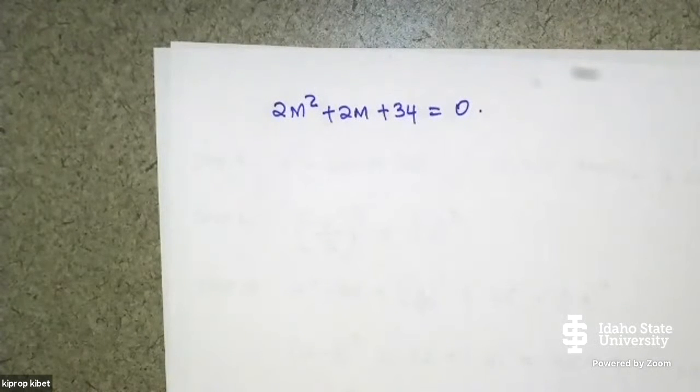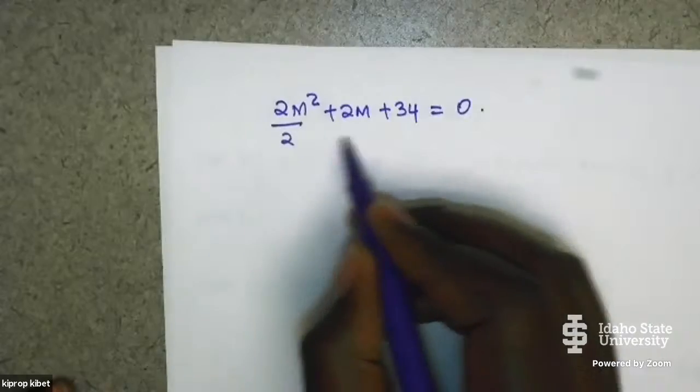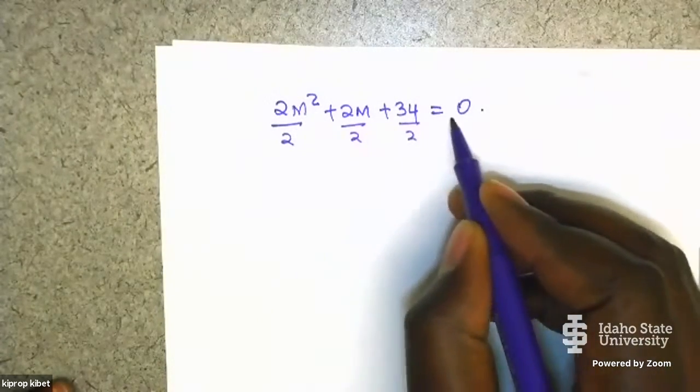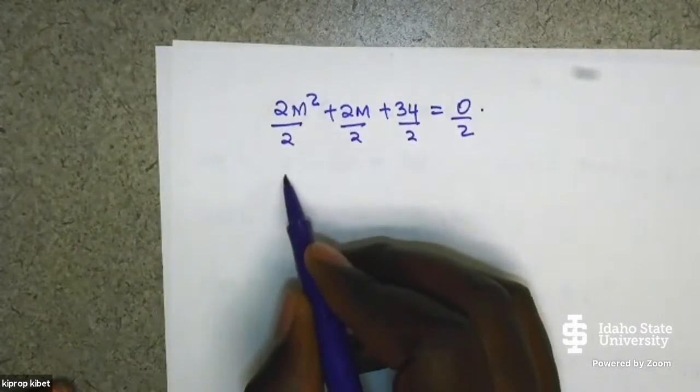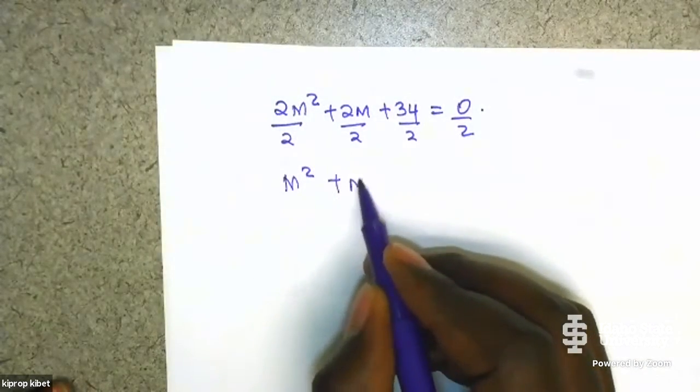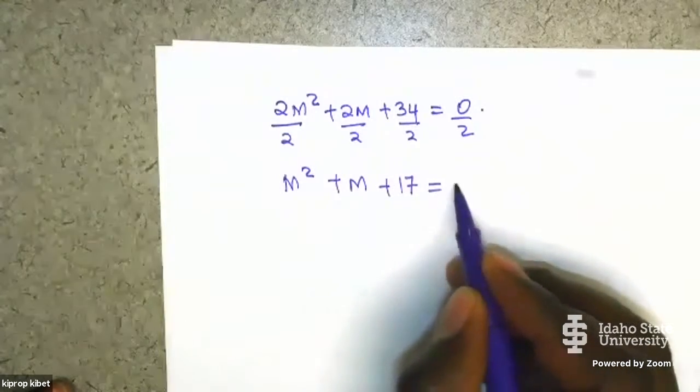So what is our first step? Divide by the coefficient of x squared. So you divide each one of them by the coefficient of x squared, and we get m squared plus m plus 17 equals 0.